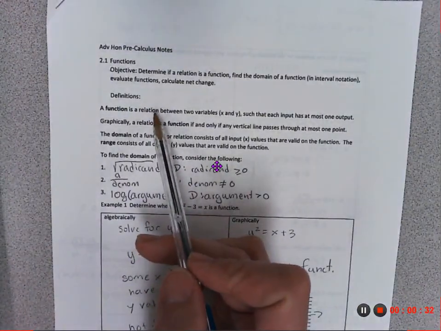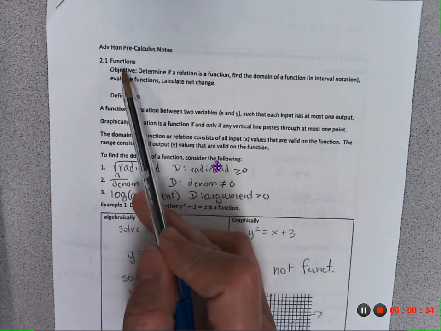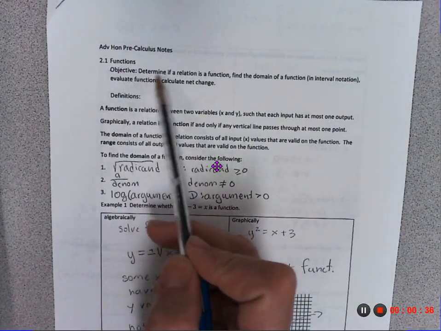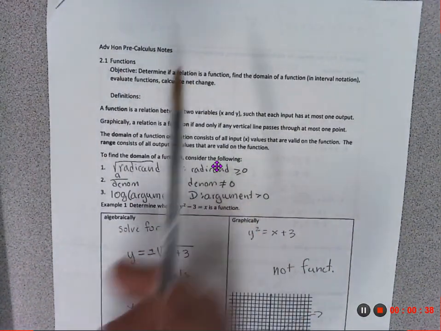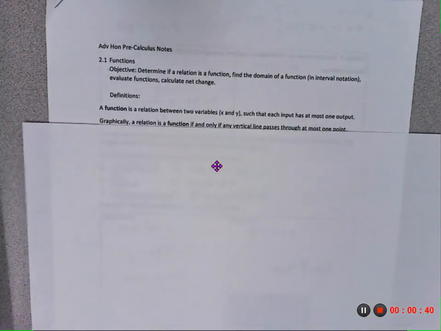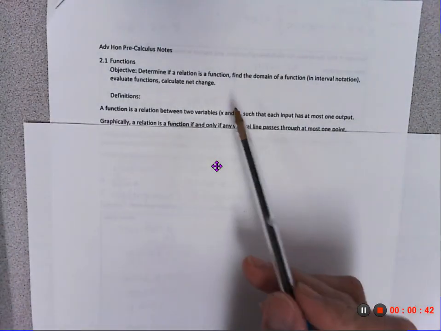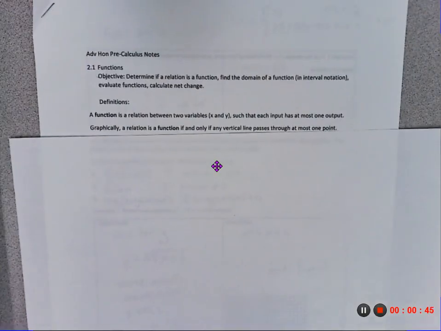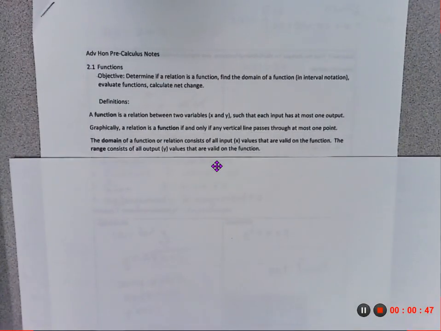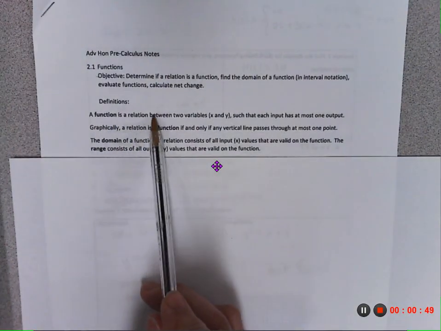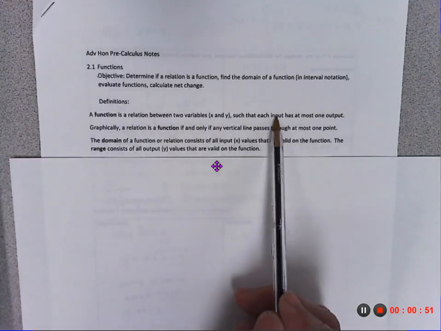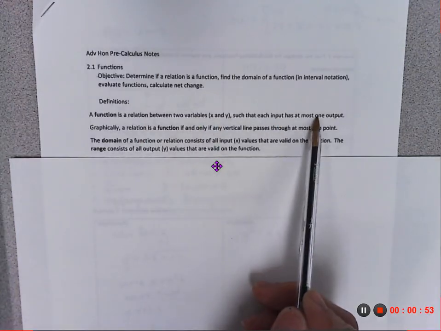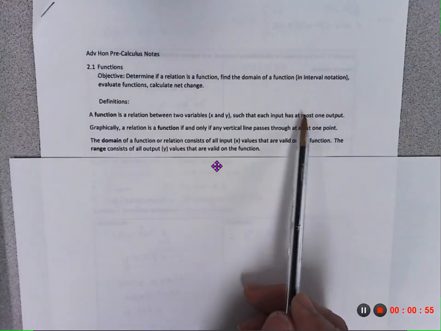So starting with this one, our objective in this section of the notes is to determine if a relation is a function, find the domain, evaluate functions, and calculate net change. So here's a reminder that a function is a relation between two variables so that each input has at most one output. That's the definition of a function.